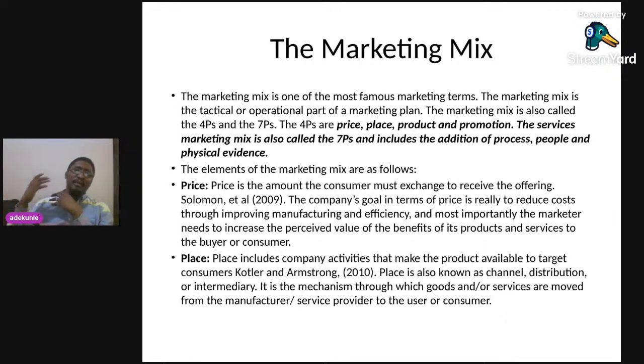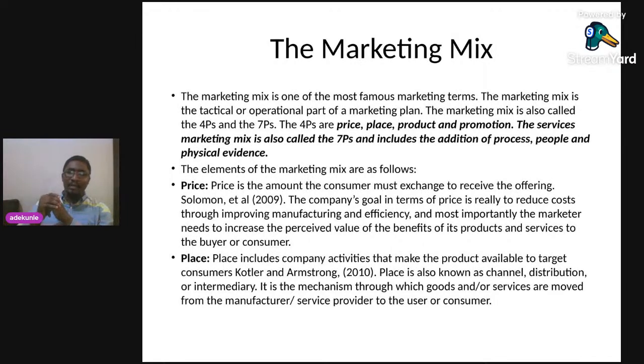And now, in order for us to understand supply chain, look at the market. All right, and of course, I know in supply PDO1 we discussed marketing, but I'll just glide through what marketing mix is all about. Marketing mix is one of the most famous marketing terms, and marketing mix is actually a tactical or operational part of every marketing plan. And marketing mix is also called the 4 P's of marketing.